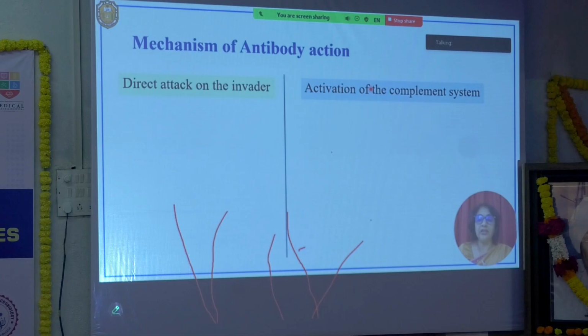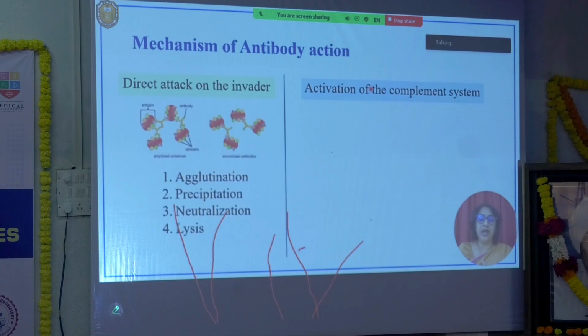The direct action includes processes like agglutination, in which multiple large particles with antigens on their surface, that is red cells, bacteria, etc., are bound together and they get clumped together. Precipitation, in which the molecular complex of soluble antigen and antibody becomes so large that it is made insoluble and it gets precipitated.